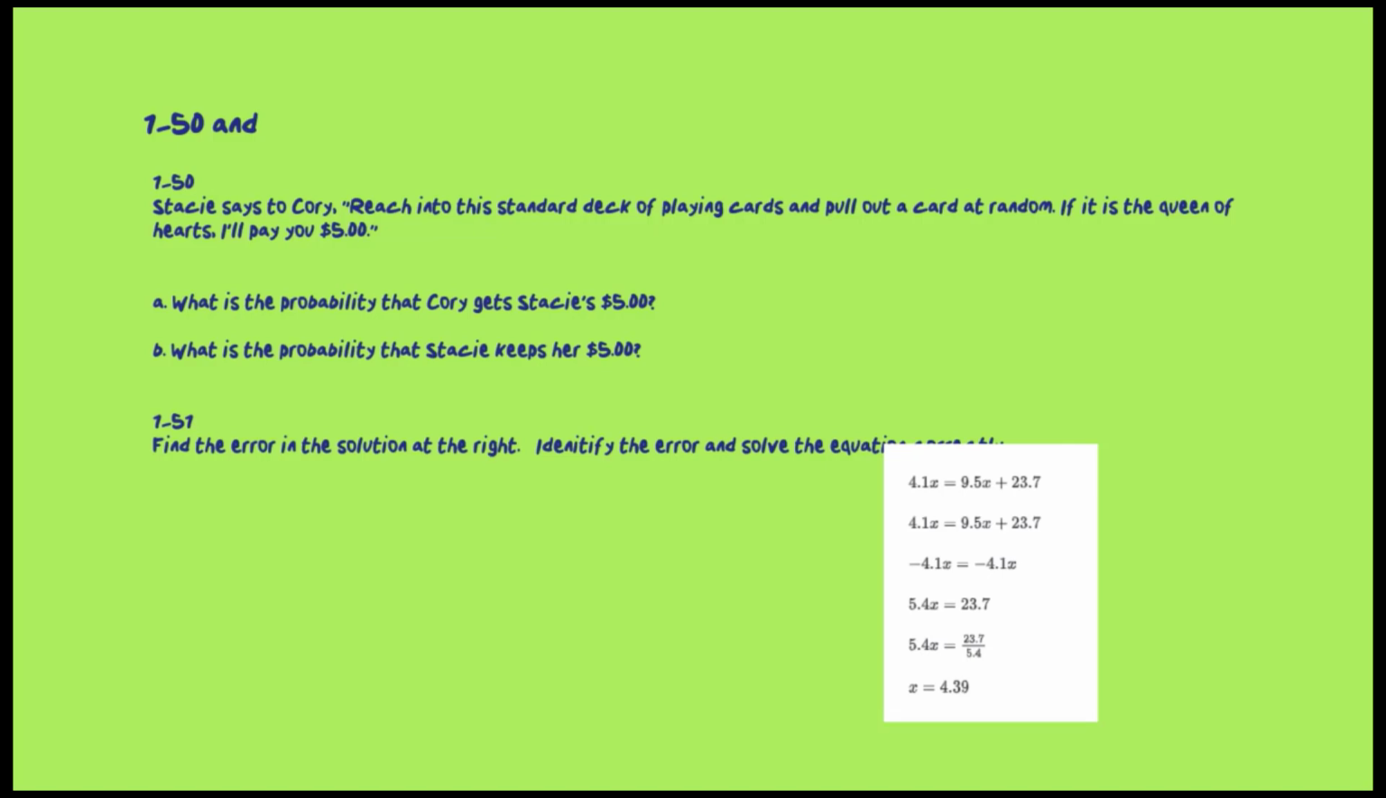Well, there's 52 cards in a deck. Okay. And only one of them is the Queen of Hearts.